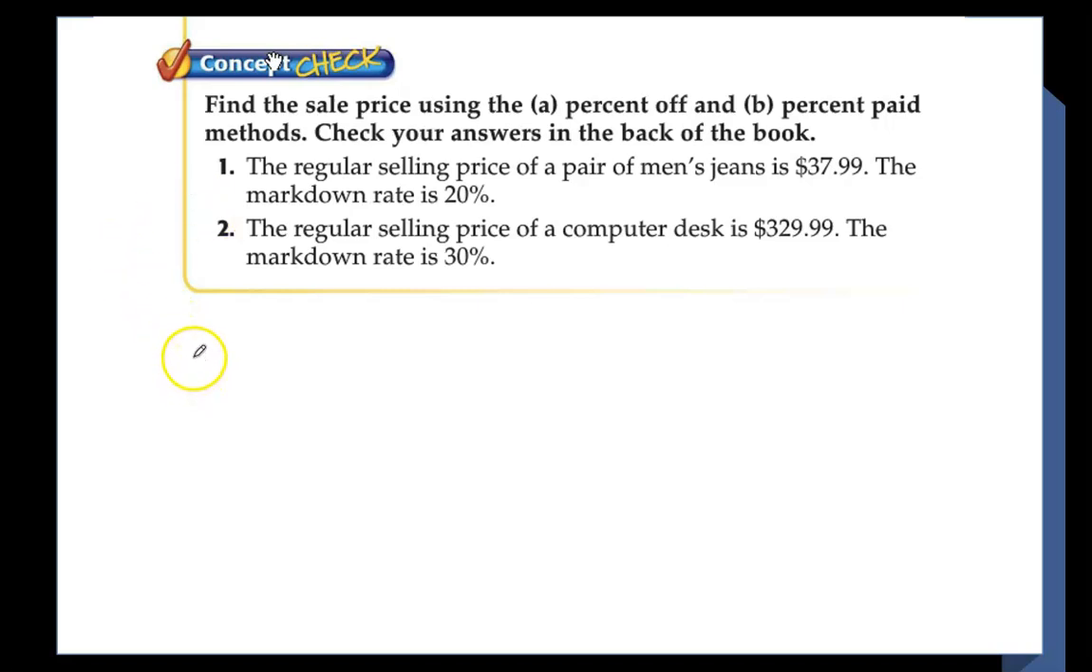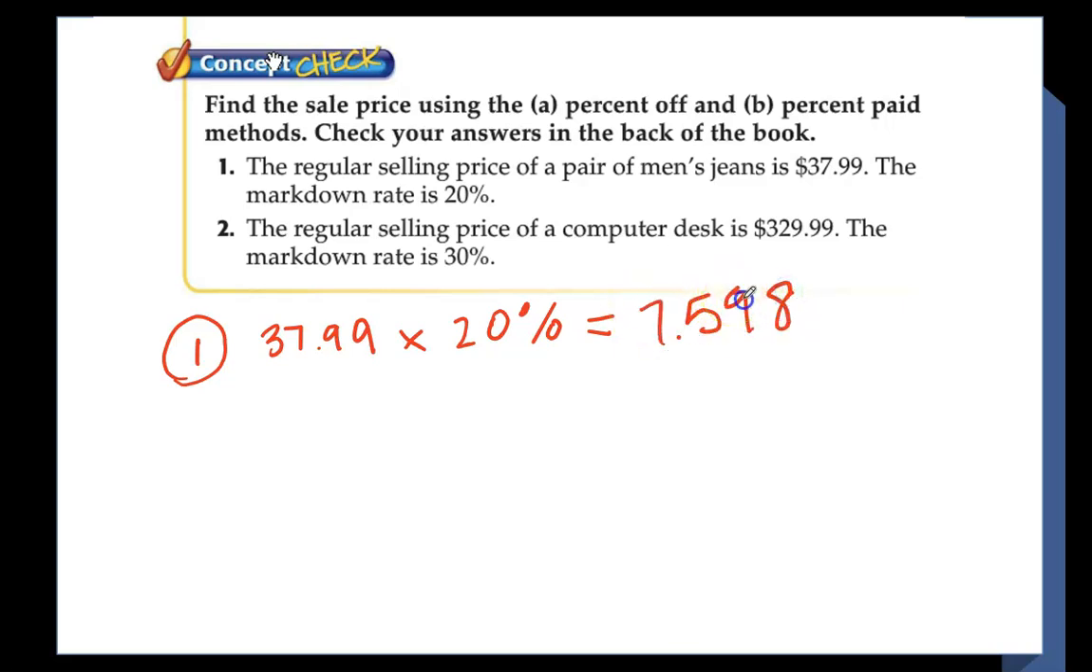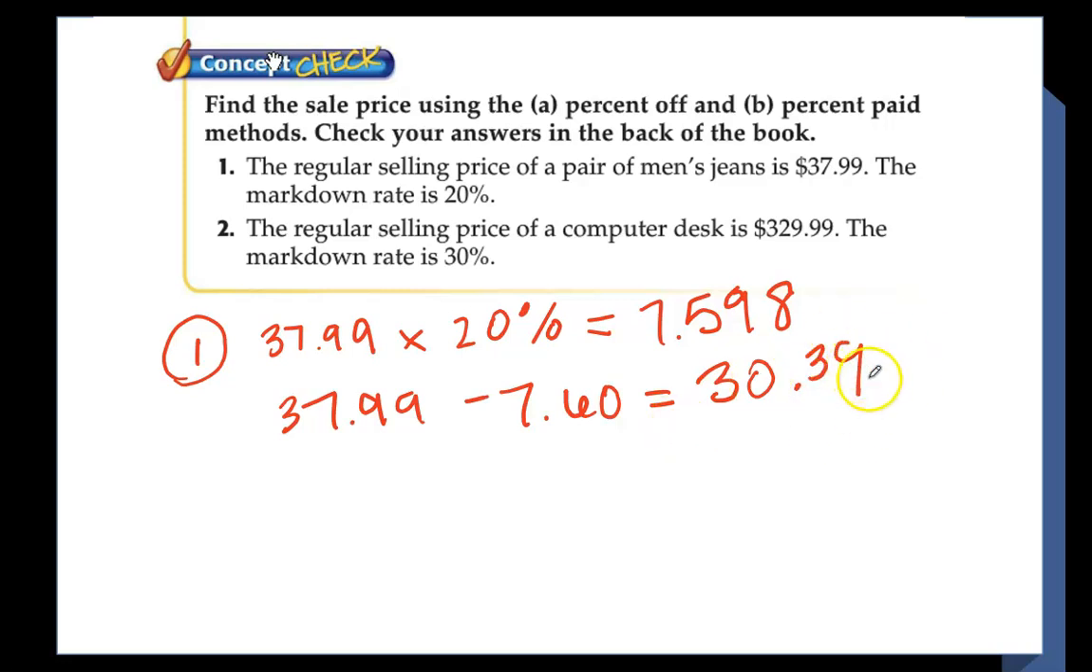So let's look at number 1. The regular selling price of a pair of men's jeans is $37.99. The markdown rate is 20%. So I'm going to times that by 20%. I'm going to get 7.598. So then I just subtract. And actually I would round this, so I get $7.60, and you should have gotten $30.39.